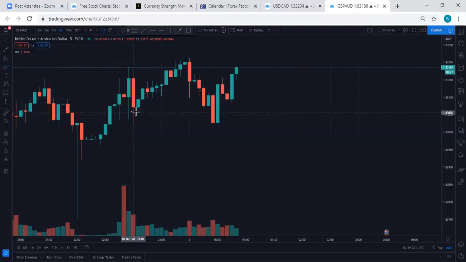Same for this one. This opened here, pushed down to this point, but could not hold this ground. Buyers came, pushed it up, and that is why it is a green candle, because the green candle always forms upward. So it opens at this point and went up.